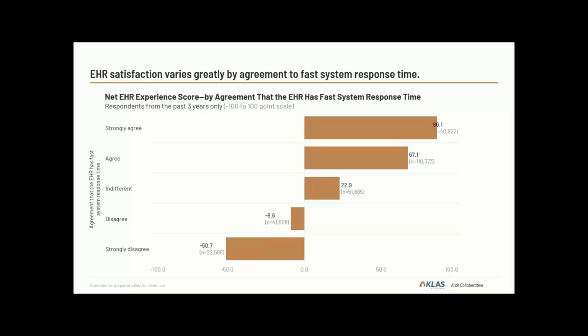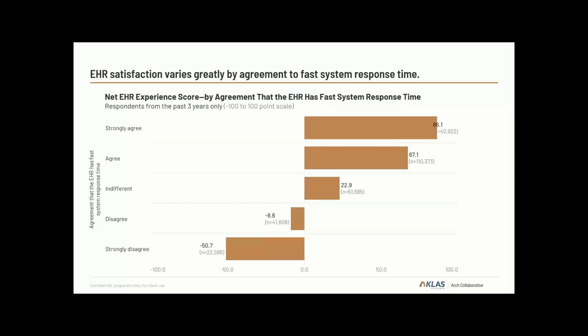This chart is not what it first appears. Basically, it's a correlation chart, not a total number chart. So if people strongly agree, if a clinician says, yes, I strongly agree the EHR is fast, their overall net experience score with the EHR averages an 86.1.